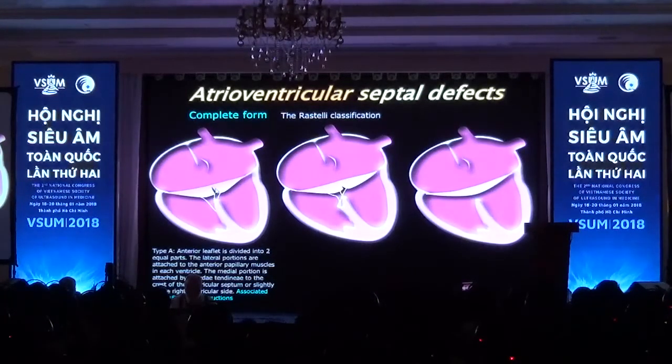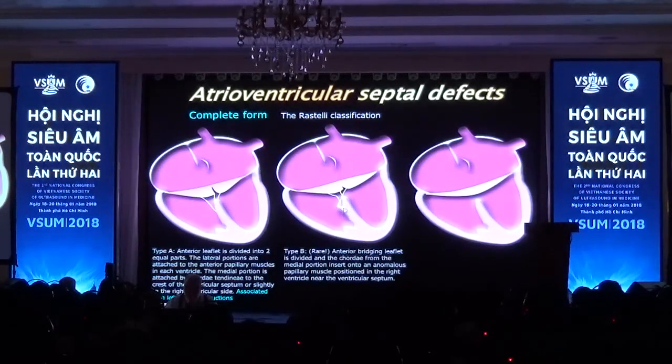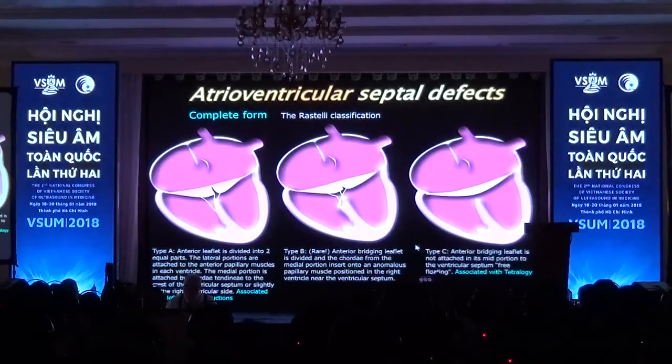There's a cleft in between here, and they have papillary muscle attachment to the tricuspid side of the heart, so the right side. And this is typically associated with babies that have left-sided obstruction. In the type B, which is much more uncommon, you have a papillary muscle, the remnant of the septal papillary muscle of the tricuspid valve, that has a corded tendon that attached to both parts of the leaflet. And then in the type C, you have no attachment whatsoever.